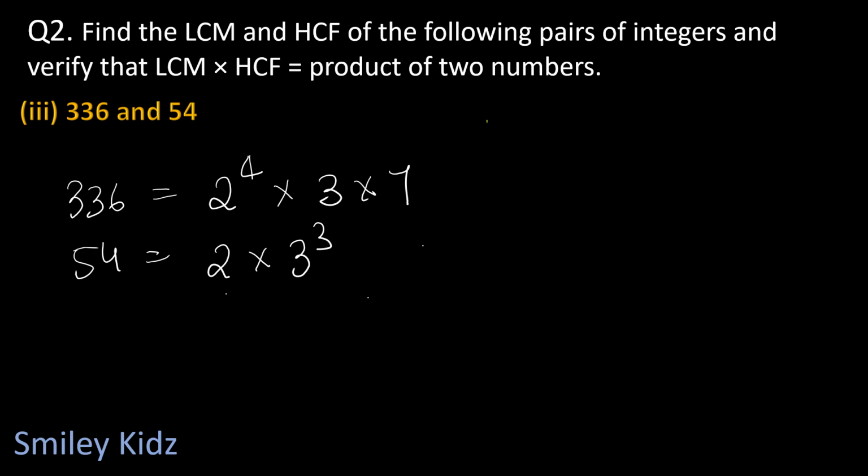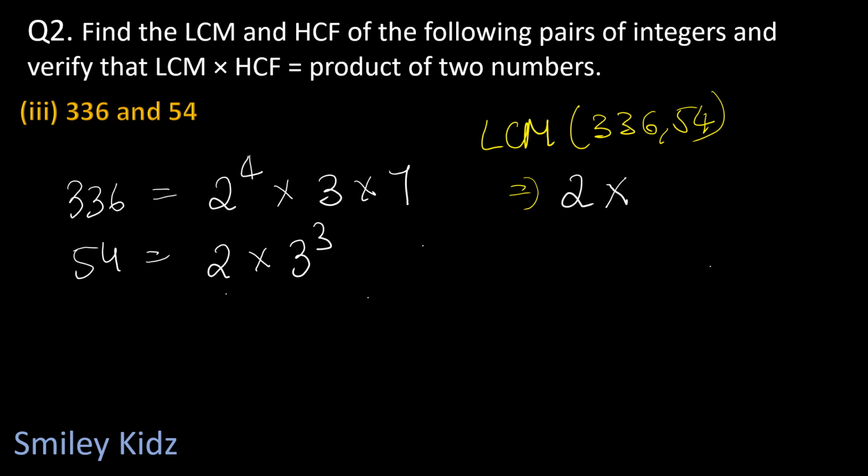Now what will be the LCM of 336 and 54 equal to? It will be equal to the product of the highest powers. First of all, I'll write all the numbers included in the prime factorization of both the numbers, right? So 2 times 3 times 7. Only 3 numbers are included, right? Now let's find out the highest powers of each. 2's highest power is 4.